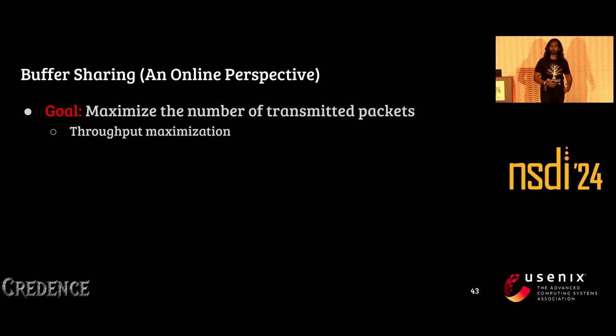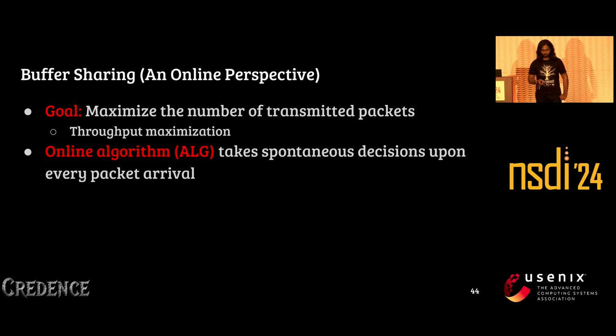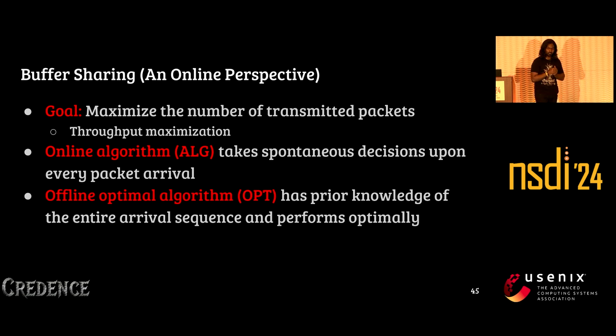In this work, we take an online perspective to this problem. Our goal is to maximize the number of transmitted packets, which is essentially a throughput maximization problem. An online algorithm has no prior knowledge about the future. It takes spontaneous decisions upon every packet arrival, either accept or drop. Offline optimal algorithm, this has the prior knowledge of the entire packet arrival sequence. It computes the optimal solution for this particular sequence, and we call such an algorithm opt. This allows us to compare our online algorithms against an optimal solution.